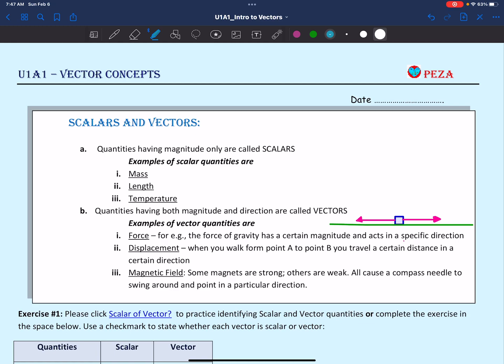Hello and welcome. This is an introductory lesson to vector concepts. In this lesson, we'll try to answer questions such as, what are vectors? Why do we have to study them? And further to this, how do we use vectors to solve problems?